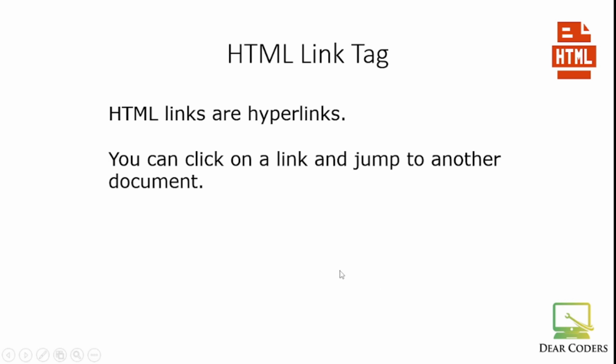HTML links are hyperlinks. You can click on the link and jump to another document. So, the HTML link tag is denoted by the anchor tag, also called the anchor tag. It is denoted by the A tag. We'll try to use this in the code and see how it looks on the web page. So we'll go to the code.